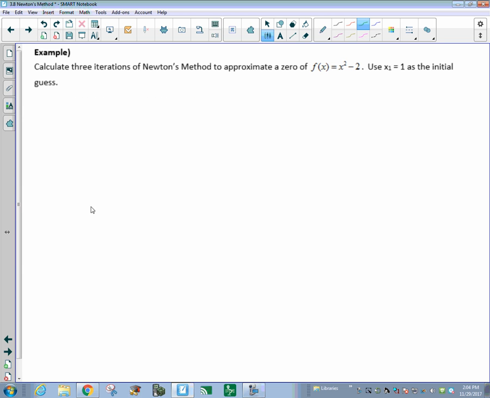So here's my first example for you. We're going to find out where f of x equals x squared minus 2 crosses the x-axis. Now, ideally, the situation for these methods is ones where we can't calculate where it's crossing the x-axis. But I'm going to use this one, where we can calculate where it crosses the x-axis, first, just so you can confirm that this is working for you.